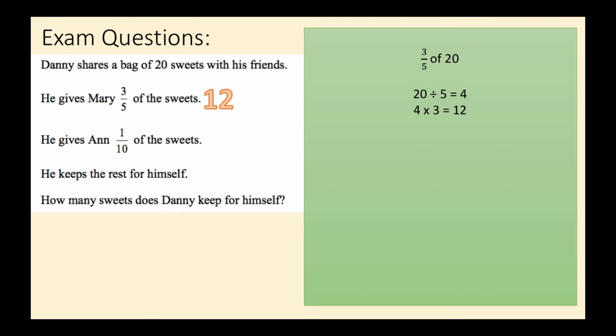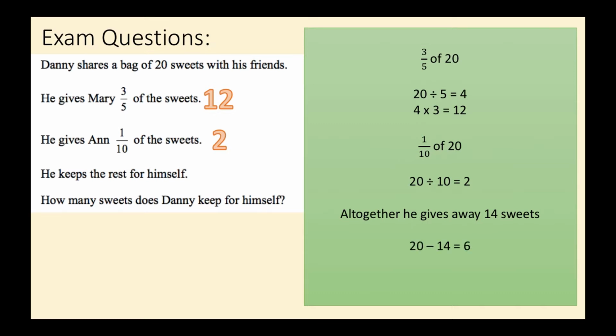He gives Anne 1/10. So that's 1/10 of 20. So we don't have to do anything with the top number on this one because it's a 1. We only have to do something with the top when the number isn't 1. So 20 divided by 10 is 2. So she gets 2 sweets. And now we just need to find out how many he's got left. So he gives away 14 sweets altogether. 12 add 2 is 14. 20 take away 14 is 6. So he gets 6 sweets. That's a nice easy one.